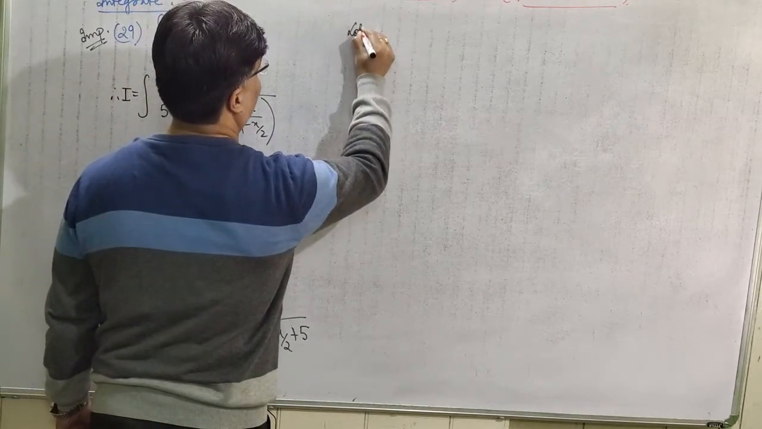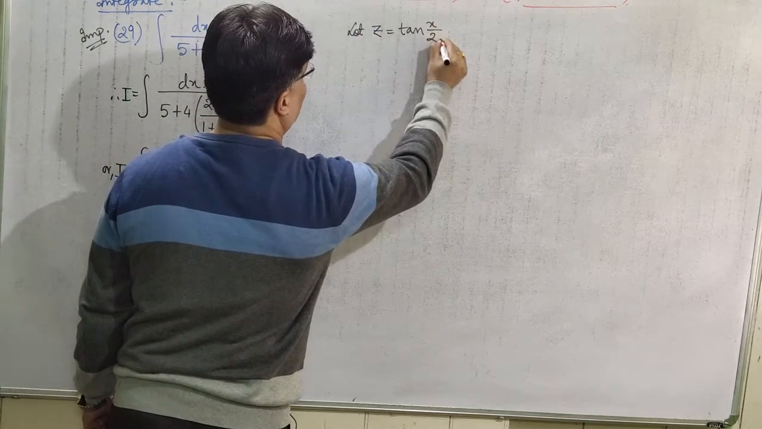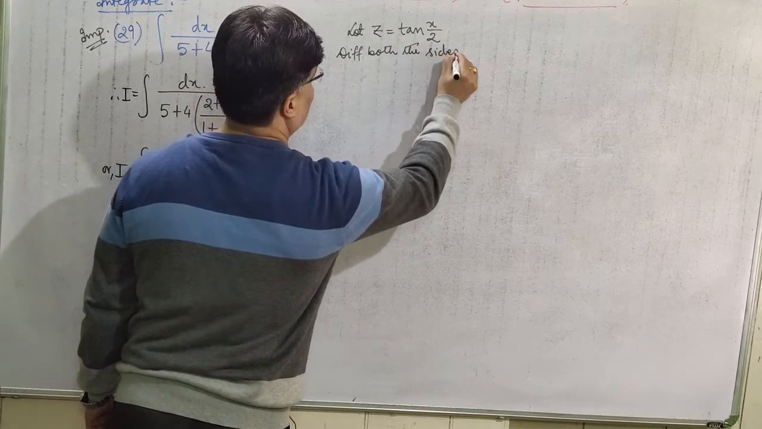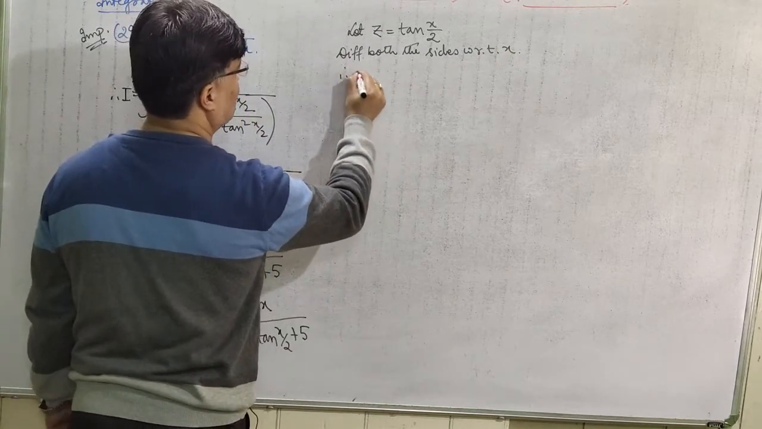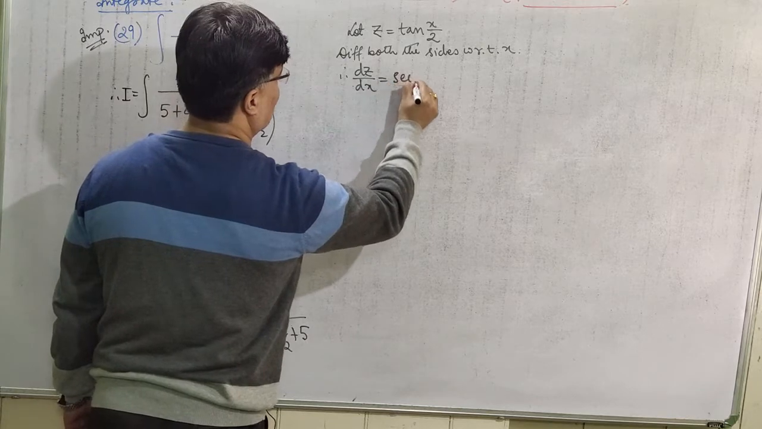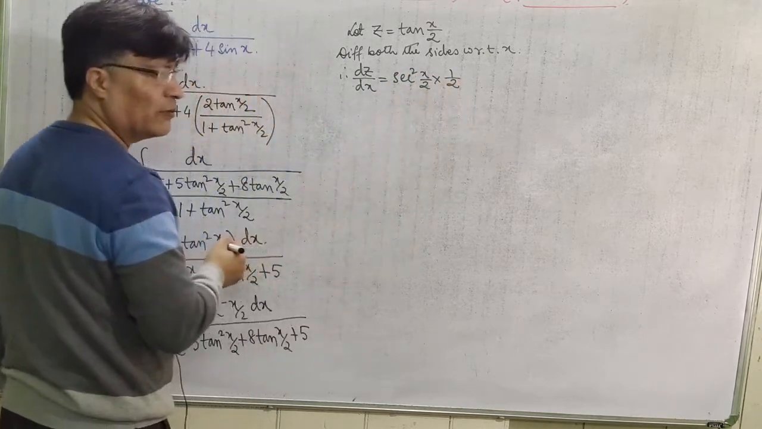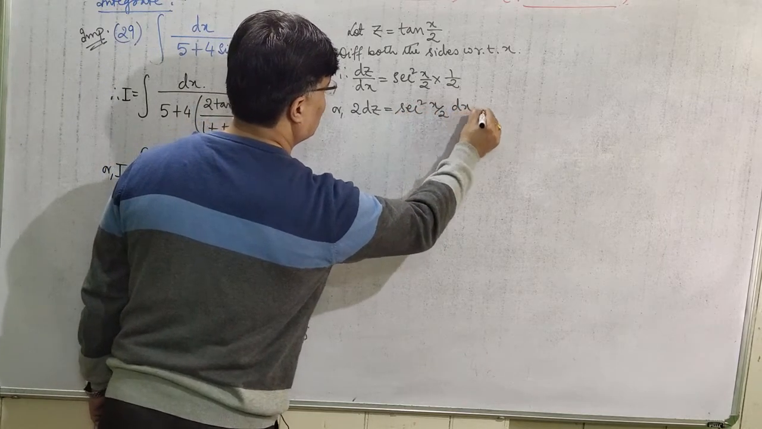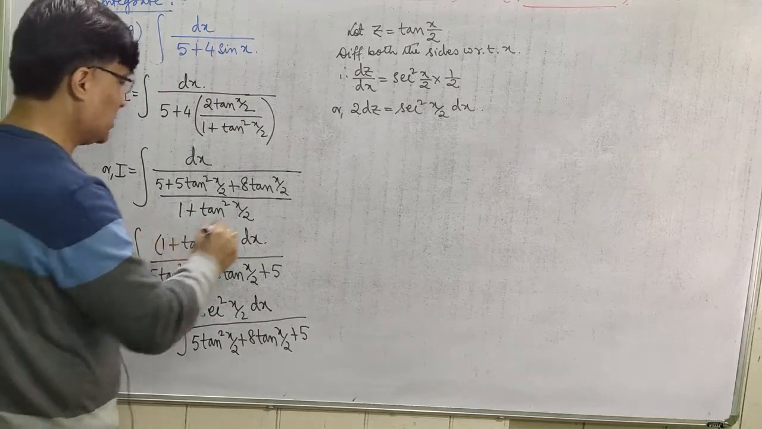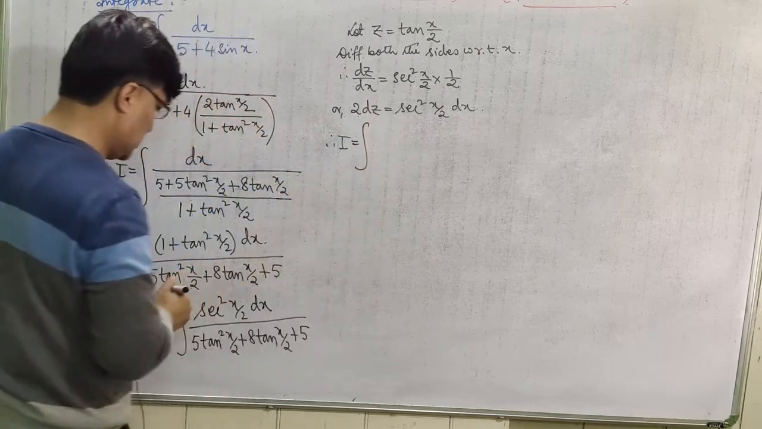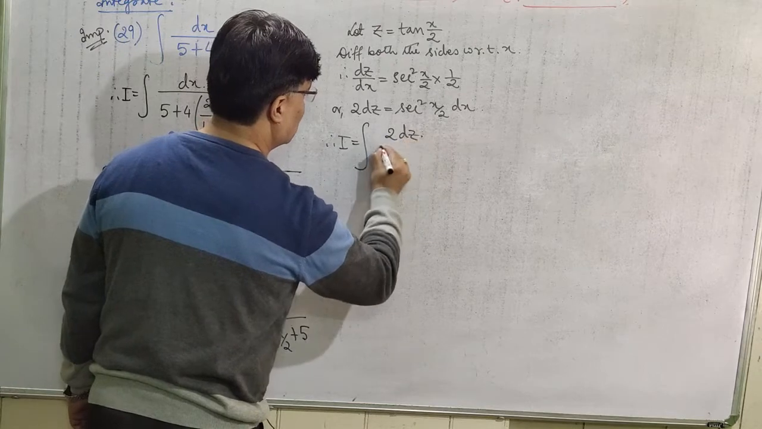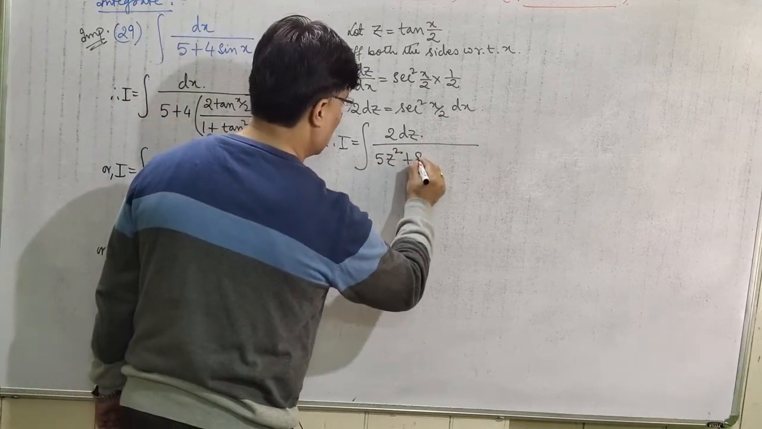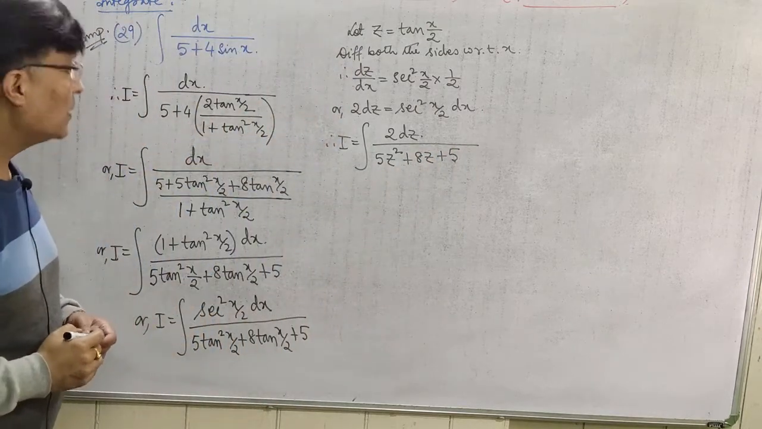So let z is equal to tan x by 2. So differentiating both the sides with respect to x, therefore dz by dx is equal to sec square x by 2 into half, right? So let us do cross multiplication, or 2dz is equal to sec square x by 2 dx. So I hope you have understood it. So let us put it in I. So therefore I becomes now, I is equal to integral sign, what is sec square x by 2 dx? This is your 2dz divided by 5z square plus 8z plus 5. So I think you have understood it.